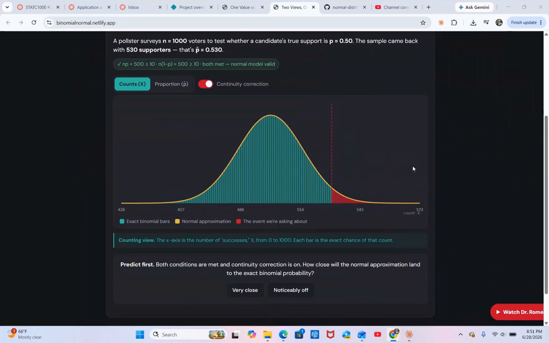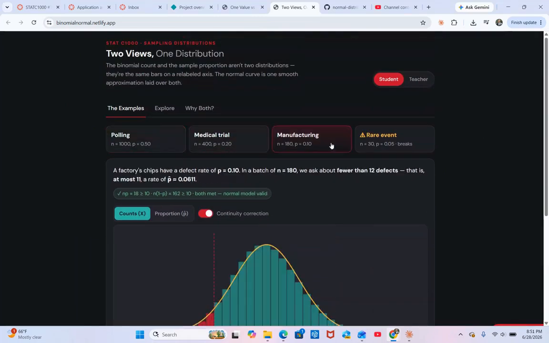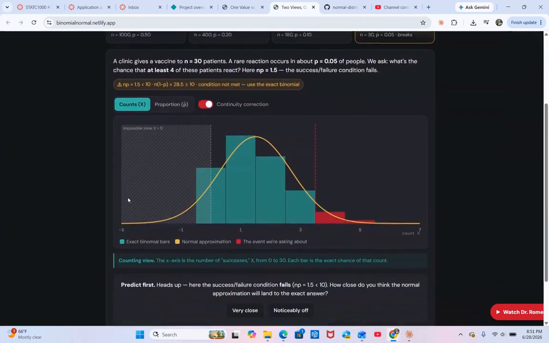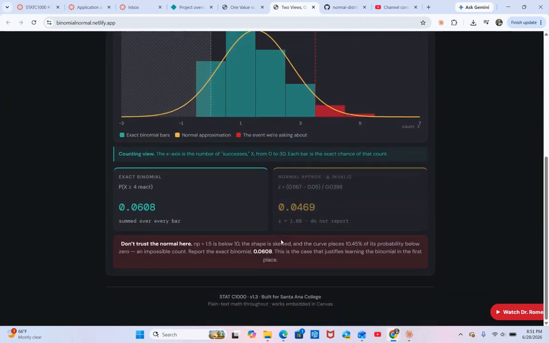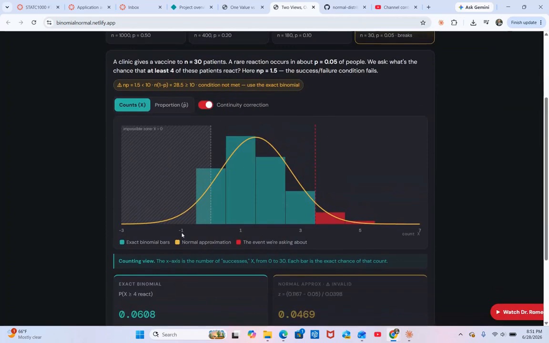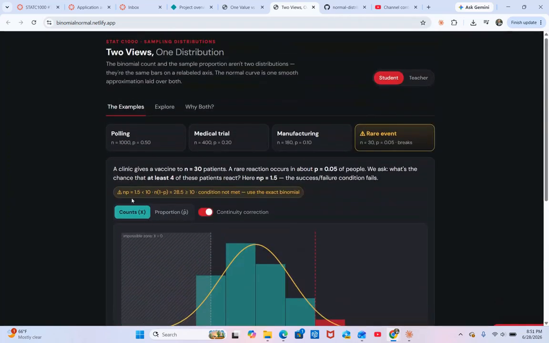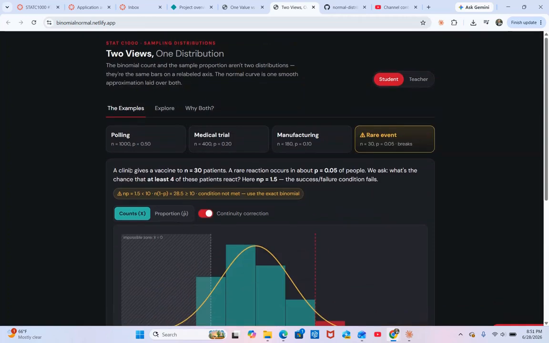And then again, you can use this app. We have some different scenarios here. This rare event one is the situation where the conditions aren't met, and then you can see when we compare the probabilities, one is on the left if you do the binomial calculation for this situation. When a clinic gives a vaccine to 30 patients, a rare reaction occurs in about 5% of people. What's the chance that at least four of these patients react?